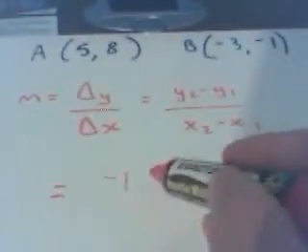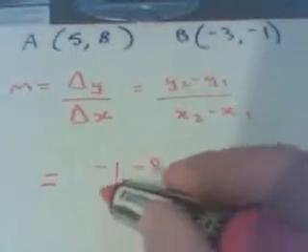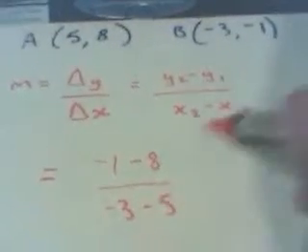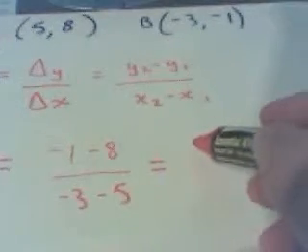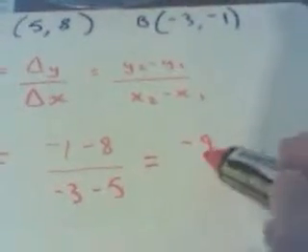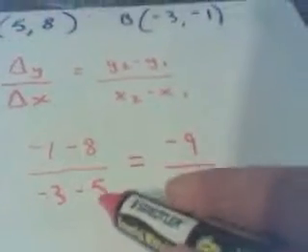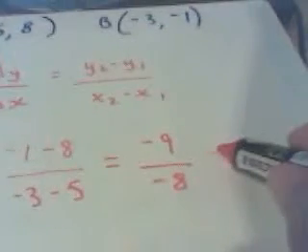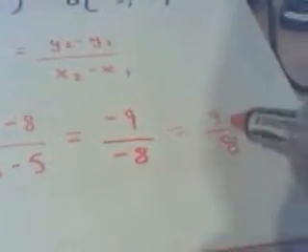minus 1 minus 8 over minus 3 minus 5. So minus 1 take 8 is minus 9, minus 3 take 5 is minus 8. If you notice, the negative signs will cancel, so we've got a gradient of 9/8.